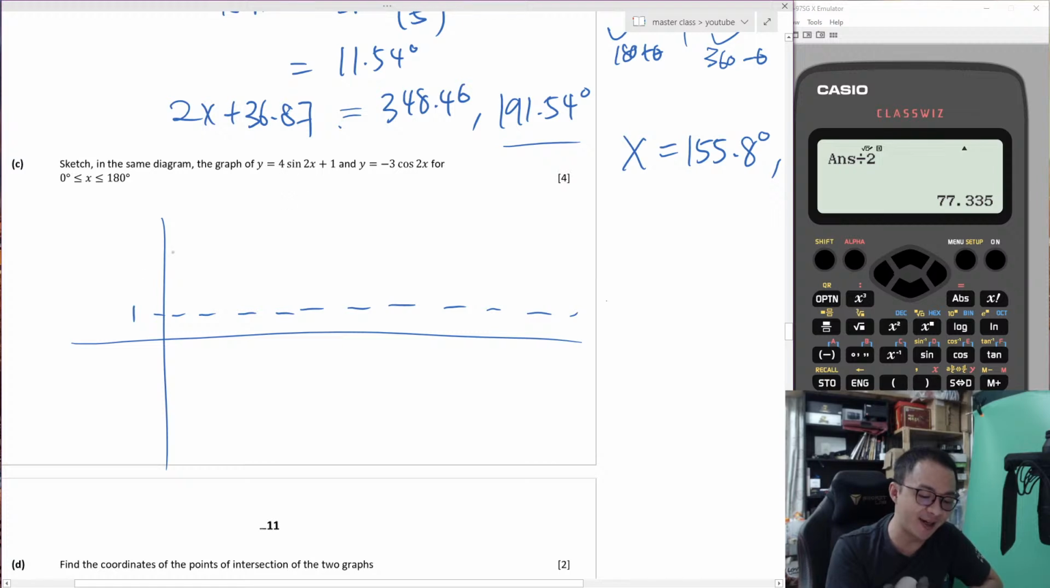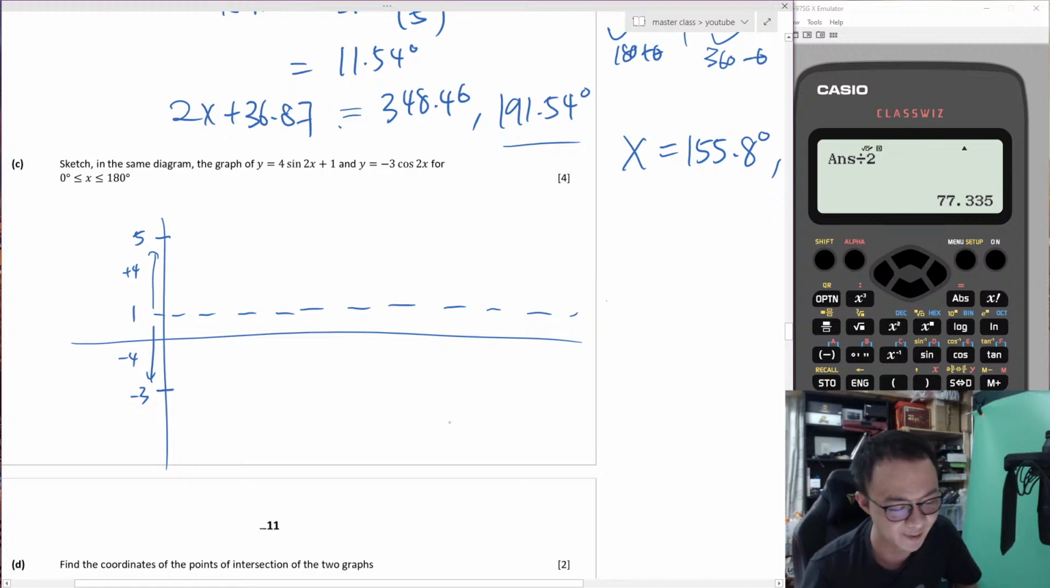Then at 4 sine x, the amplitude will be 4. So here will be plus 4, which is 5. Minus 4 is negative 3. Plus 4, minus 4, because this is the amplitude. Then up to 360. This is up to 180, basically meaning one cycle only.